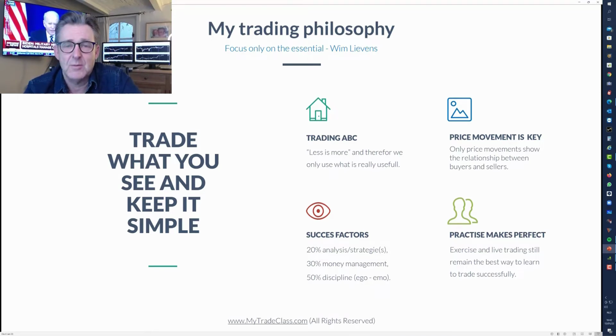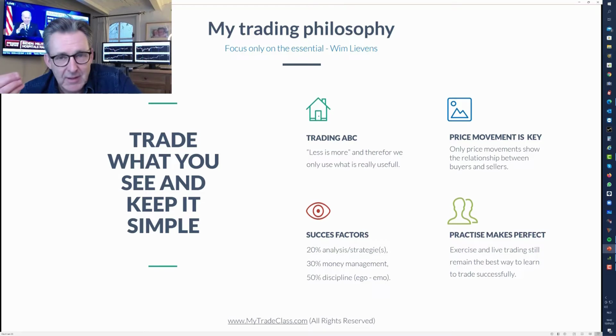But it goes without saying that in order to achieve this discipline and to be strong enough to trade, you have to be solid when it comes to the analysis and the strategies and to the money management as well. Now, this tool will help you with that. It will absolutely help you with that.